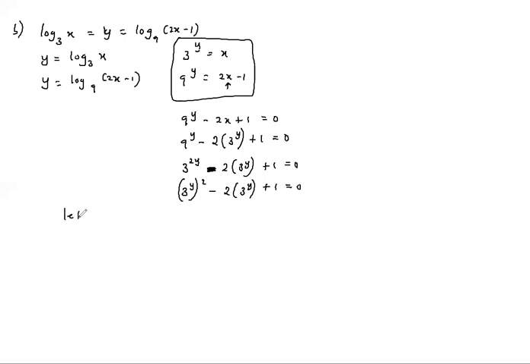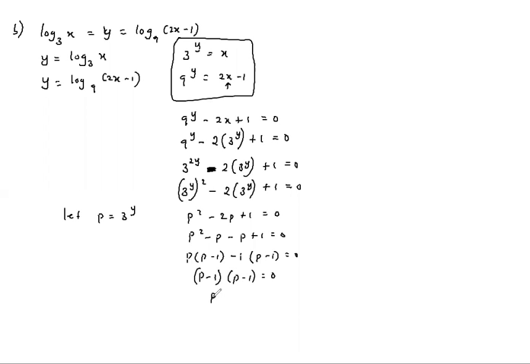So again, you let p be 3 to the power y, so that you have p squared minus 2p plus 1 is 0. So 1 is the product, so negative 1, negative 1. So we have p minus 1, p minus 1 is 0. So p is equal to 1.